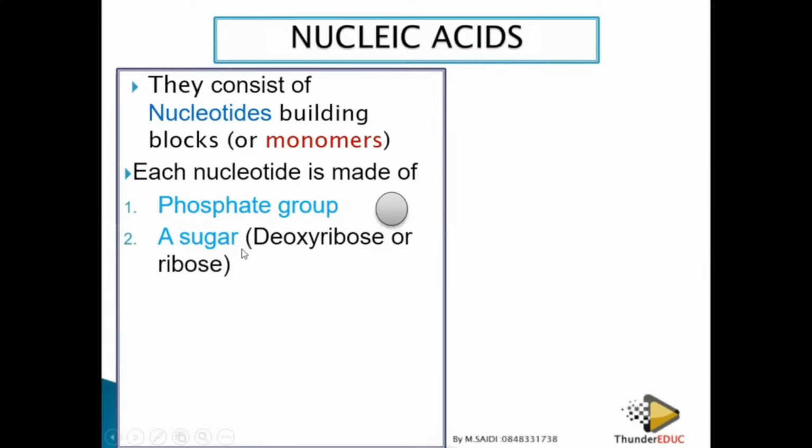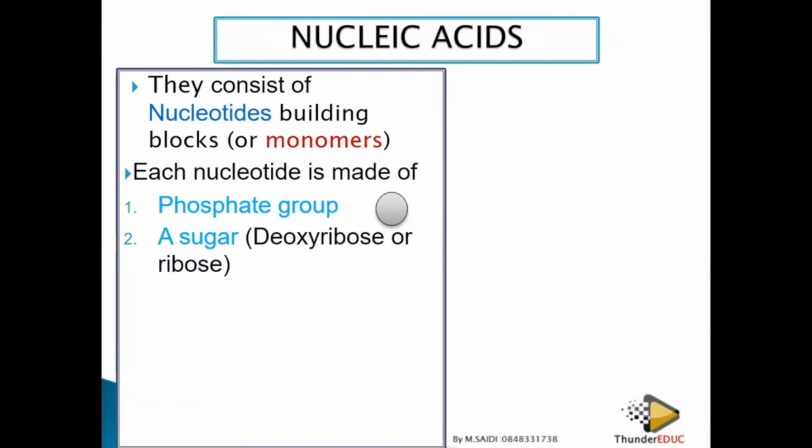Basically, the sugar depends on which type of nucleic acid. It is either deoxyribose or ribose. When we talk about deoxyribose, the "de" means negative, and "oxy" means oxygen. It means that this kind of sugar lacks an oxygen somewhere. That's why you call it deoxyribose. Ribose is the sugar that is full. I don't need to explain that much.